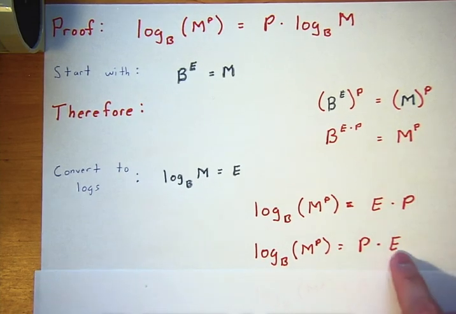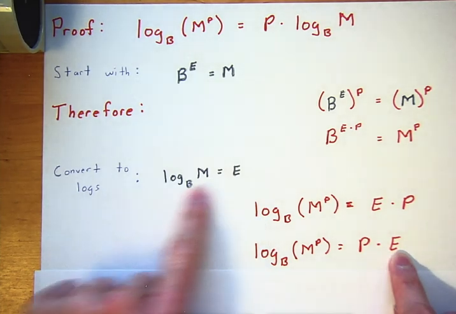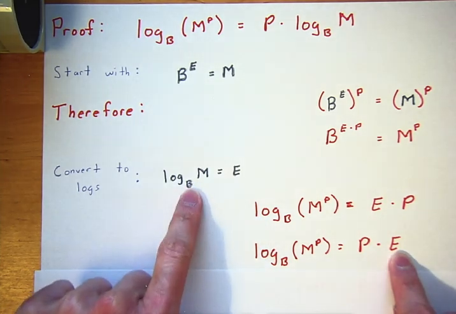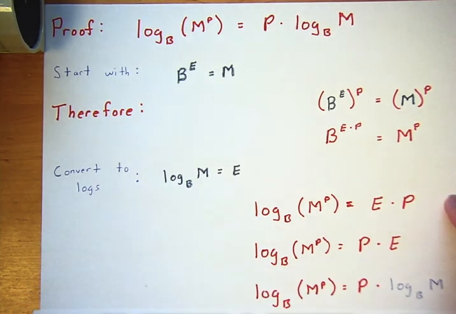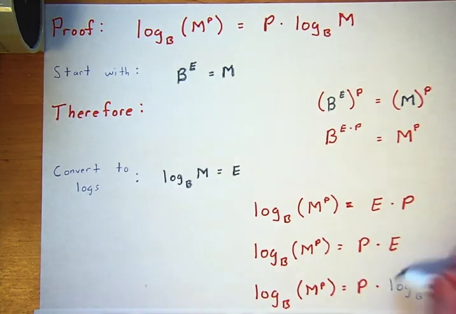Now I know that E is equal to log base B of M, so I'll substitute that in for my E. And here we go. This is our property that we were trying to prove.